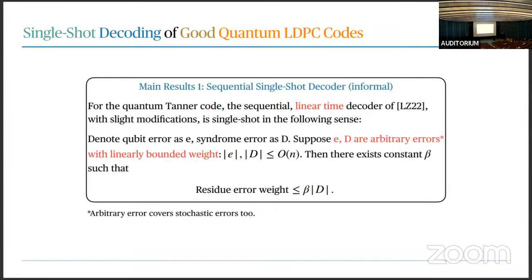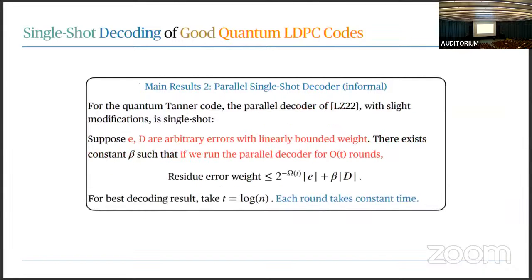Since we talk about adversarial settings, stochastic errors are also covered. This immediately gives you a threshold. Great. So the second main result that I would like to mention is that there is a fairly natural way of parallelizing the sequential decoder from earlier, precisely because all of these decoding and correction procedures are done within the local neighborhoods that I keep stressing with that figure.